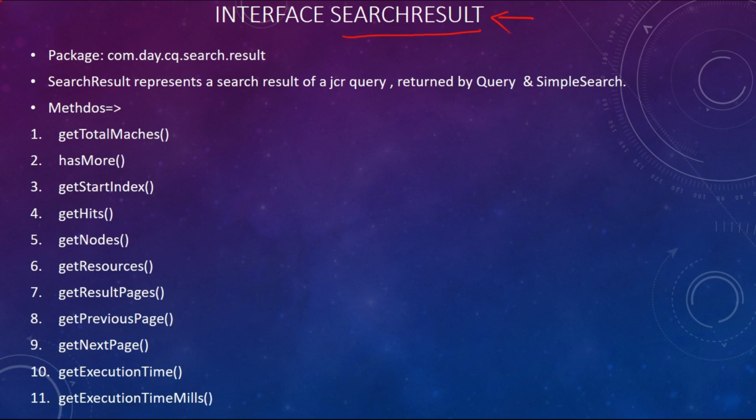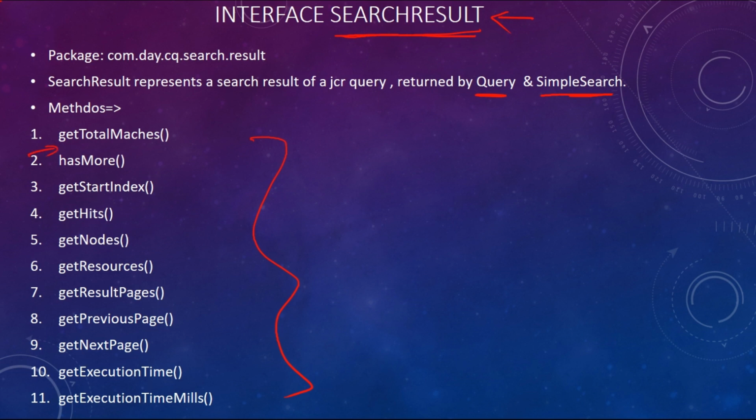Search result means whatever result you have gotten by using the query or by using the simple search. If you got the result, and based on this result you want to search something, then you can easily search by using the search result. So a lot of methods are there. By using these methods you can easily search.